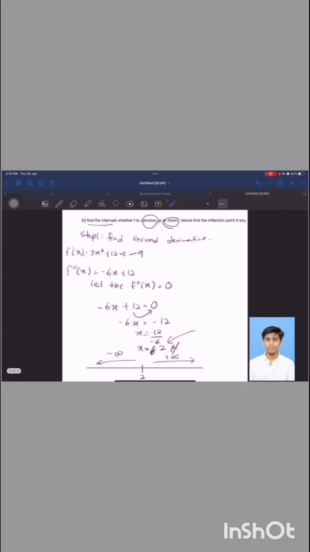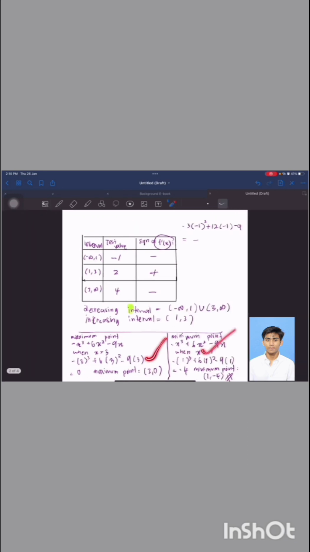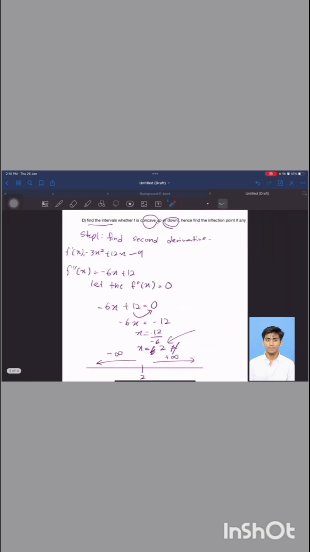So then we go to the next question. Okay, here is very easy. So here you get 2 marks. So here is the second question. Find the interval whether it's concave up or concave down, and find the inflection point if any.